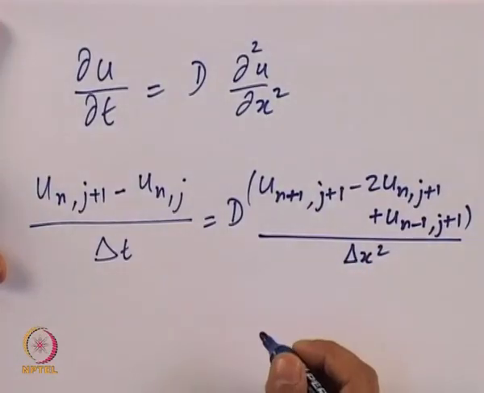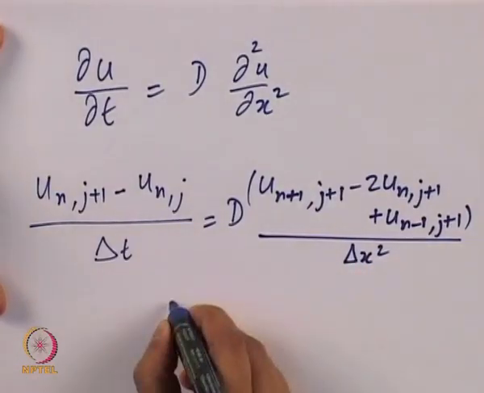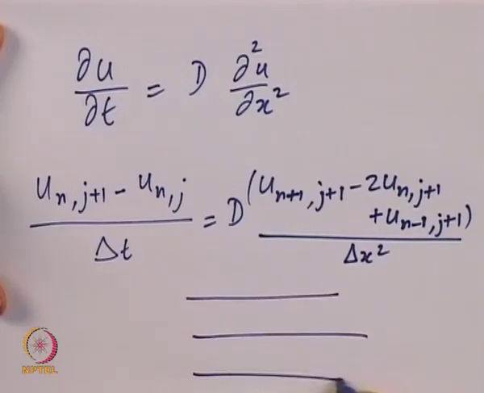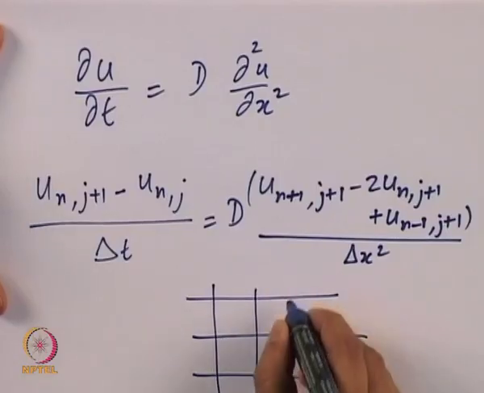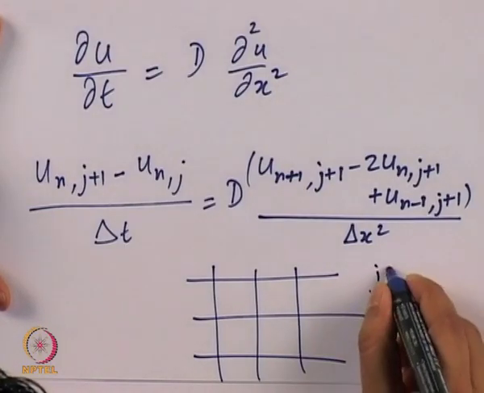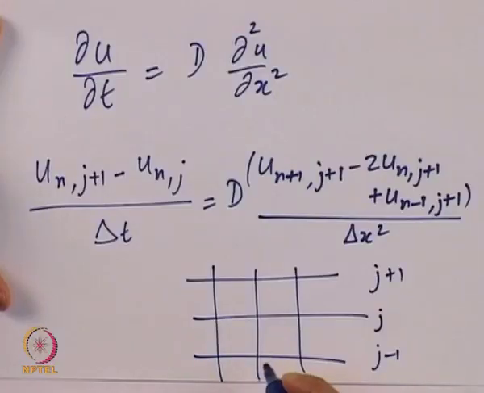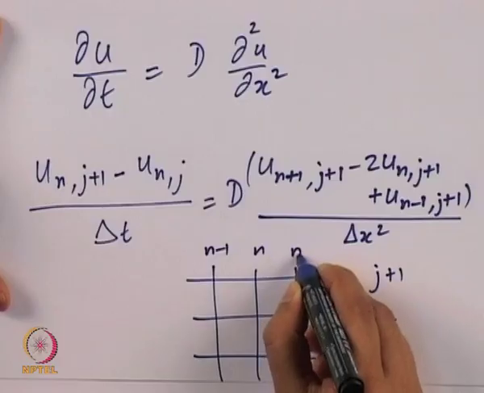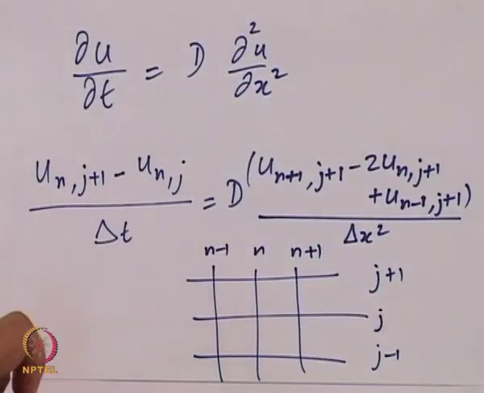So the stencil of this is going to look very different to what we had in the case of the forward Euler method. Remember, this is our stencil. So we are in j minus 1, j and j plus 1. So we are in n, n minus 1 and n plus 1. So for such a problem, what we are going to have is a stencil.